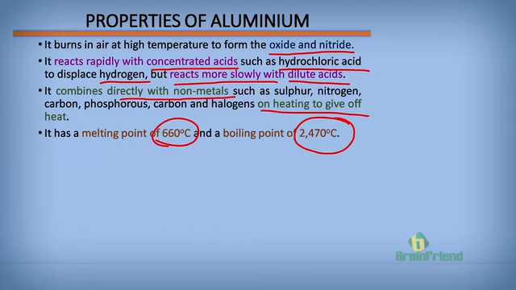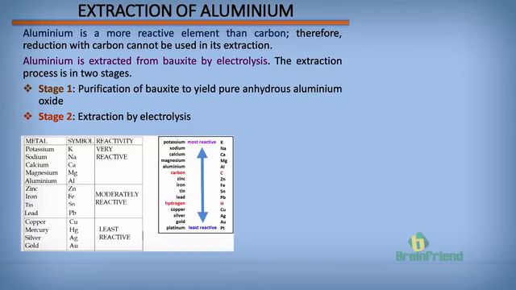2,470 degrees Celsius. Now we'll be looking at the extraction of aluminium. Aluminium is one of the most reactive elements, as you can see on the reactivity series on the board here. We have aluminium here, so it falls under the very reactive elements, and these elements are usually extracted by electrolysis. It is more reactive than carbon, so we can't use carbon reduction for it. We have to use electrolysis to extract aluminium.